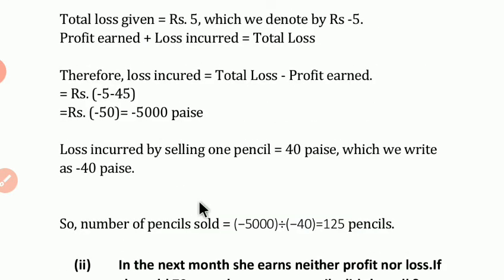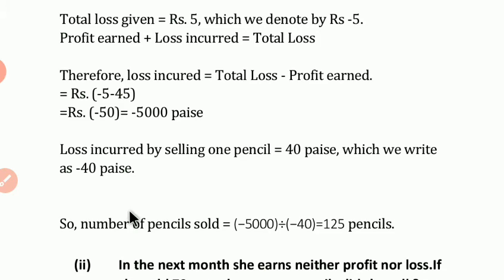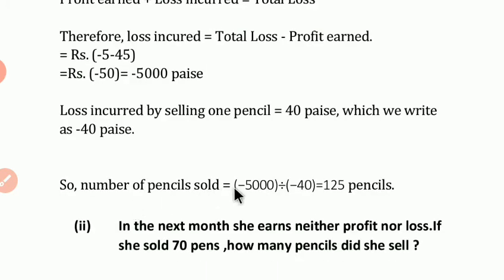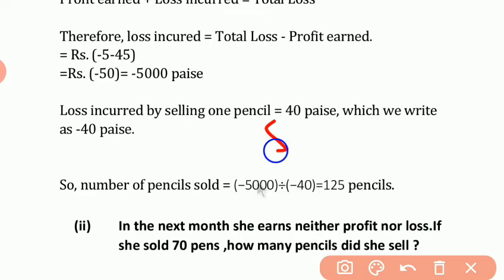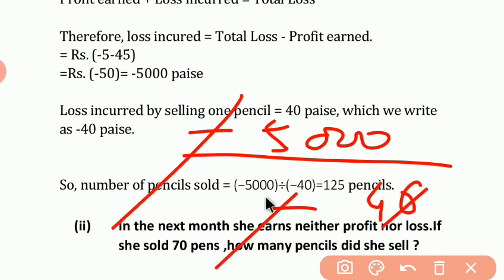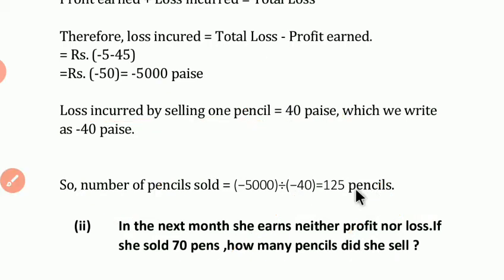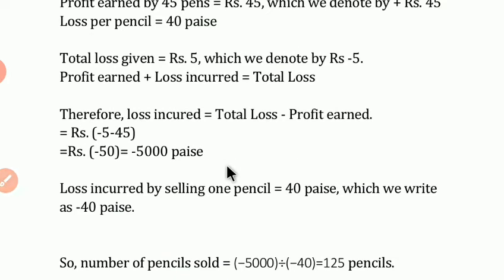Now we have to find the number of pencils. The loss incurred by selling one pencil is 40 paise, which we write as minus 40 as she got a loss. So the number of pencils sold will be the total loss divided by the loss on one pencil. Total loss is minus 5000 paise, and loss on one pencil is minus 40 paise. Minus divided by minus cancels, and if we divide we get 125 pencils. It means if she sells 125 pencils, she will get a loss of rupees 5.